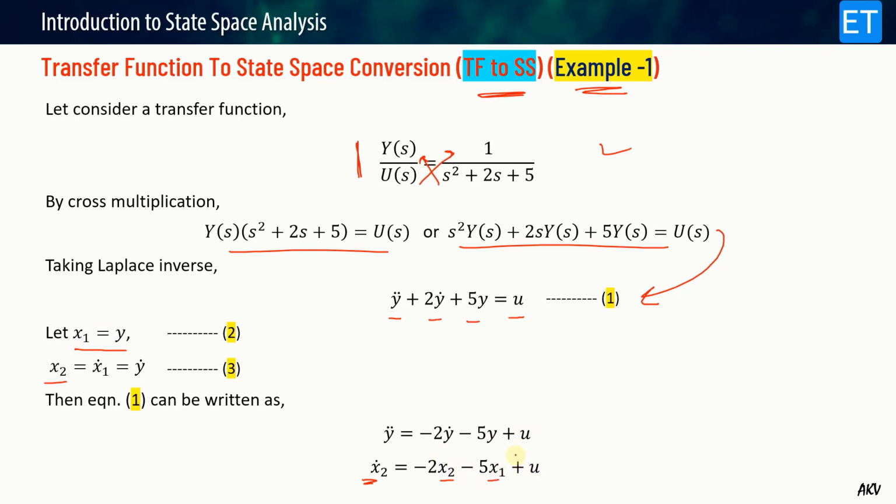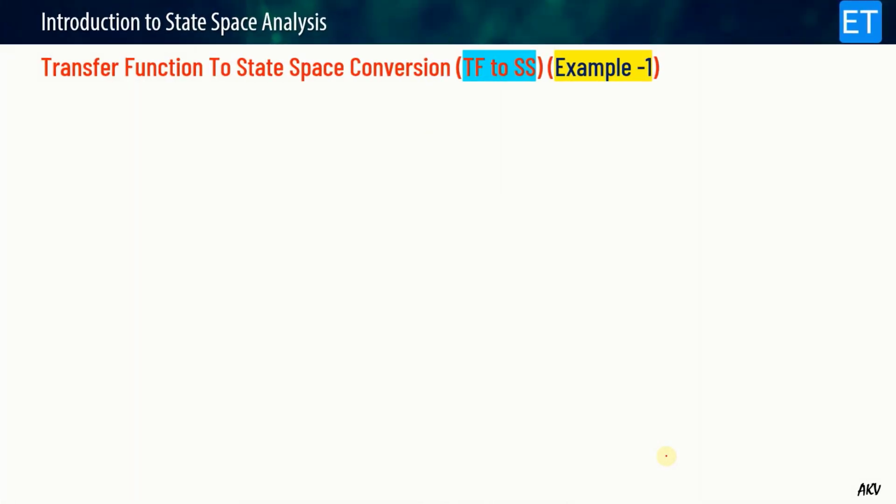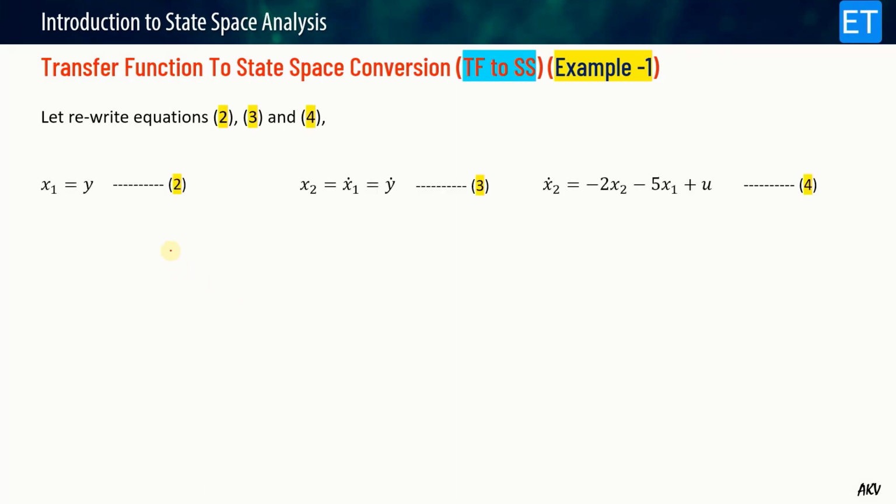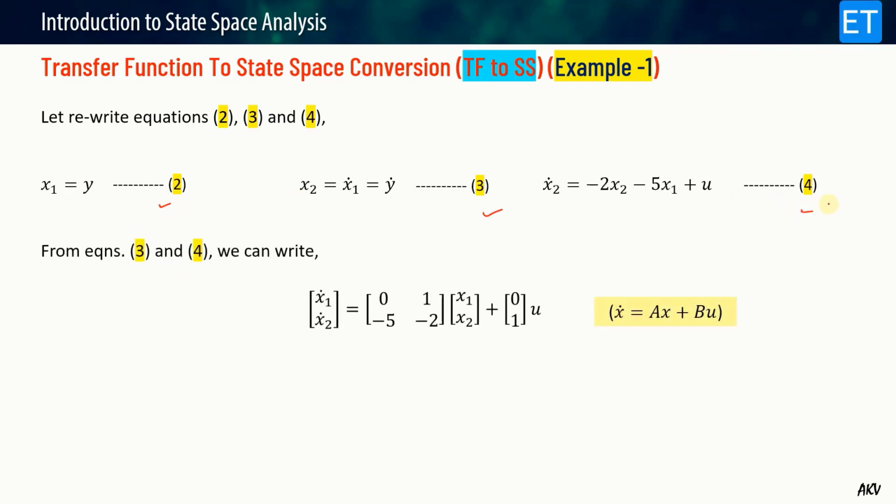So this is my equation which is now converted fully into the state variables. So let's say equation 4. With the help of equations 2, 3 and 4, I can write the state equations. So I have rewritten these equations, equations 2, 3 and 4. This is how I can write x dot equal to Ax plus Bu.